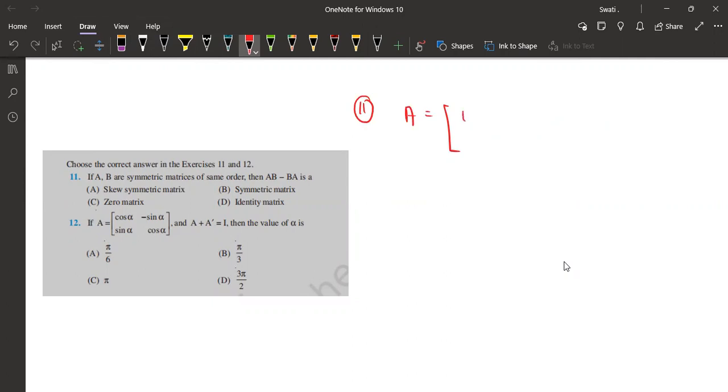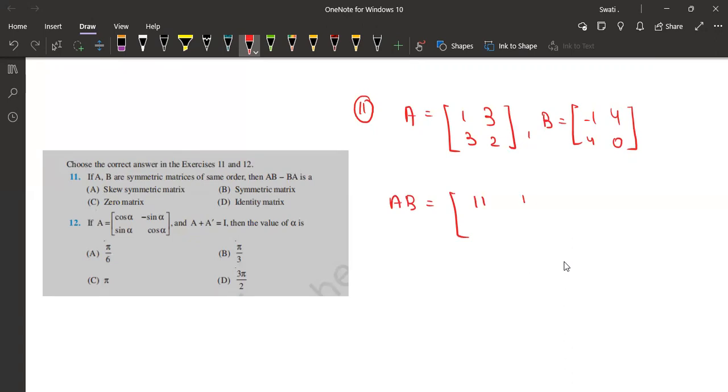So A is given 1, 3, 3, 2. And I have a matrix given B, negative 1, 4, 4, 0. It is given that A and B are symmetric matrices, right? So if I first find the product AB, it is simply going to be 1 times negative 1 plus 12, that is 11.